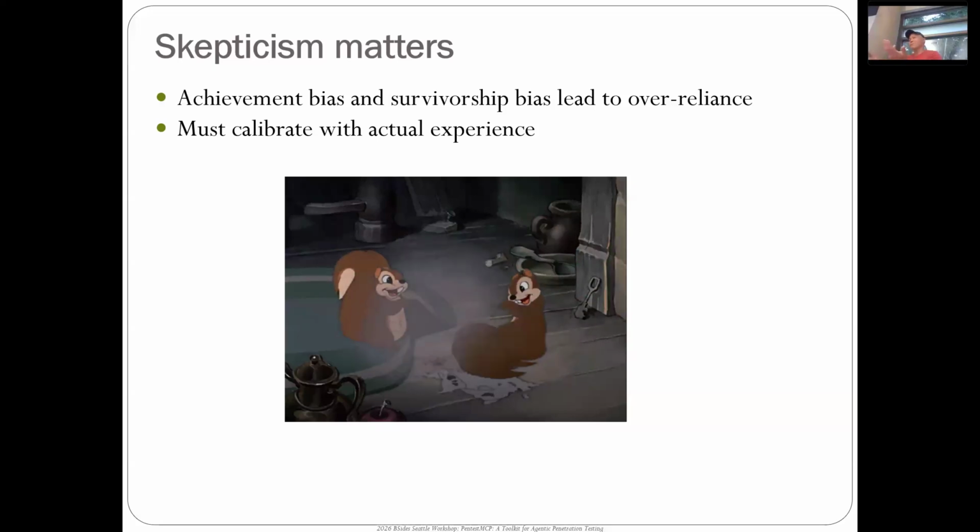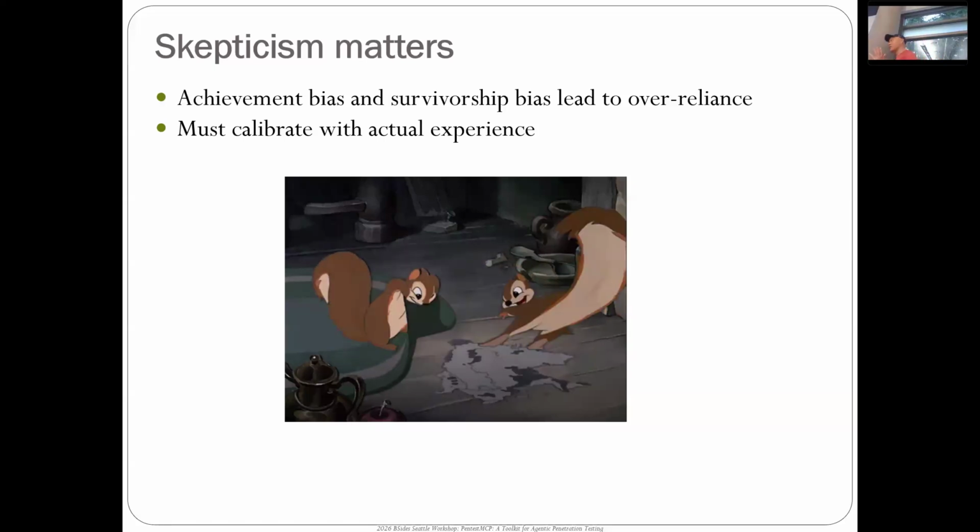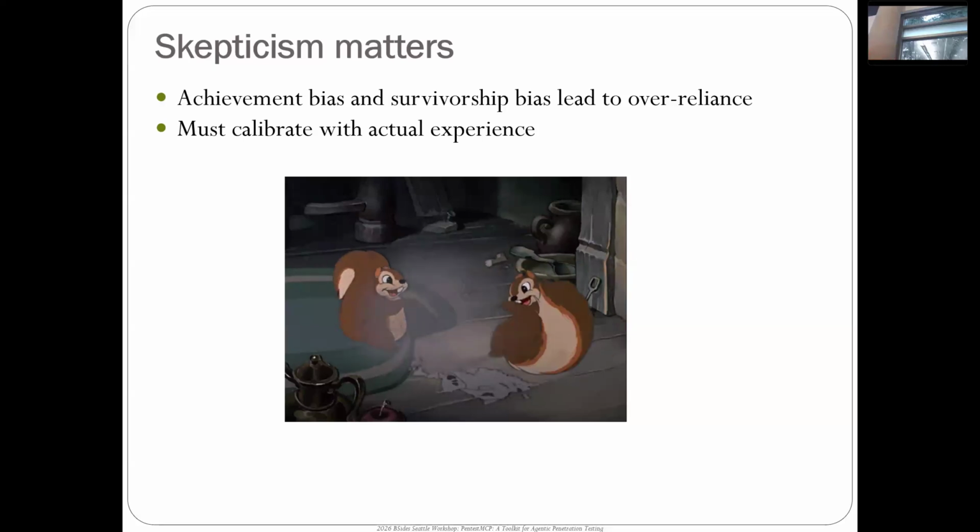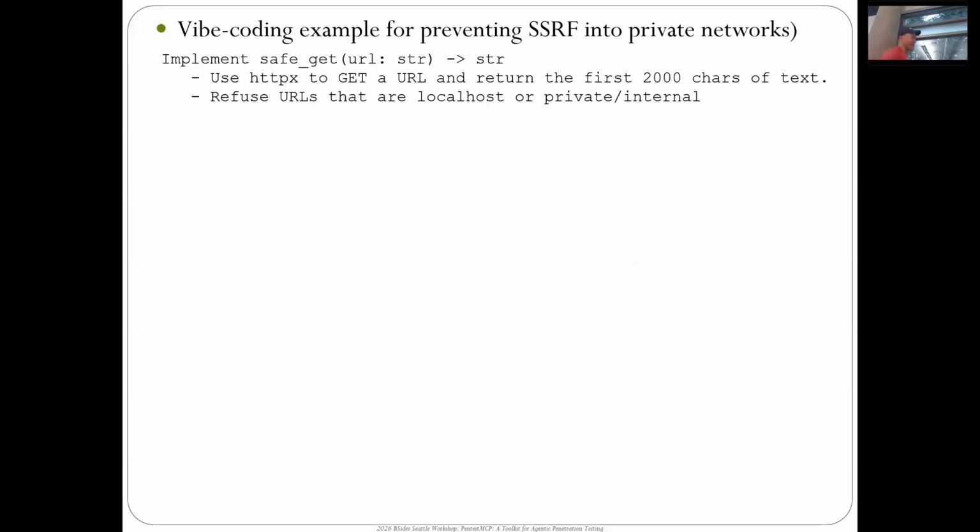Because this is a cognitive problem in humans that we attach to this. This is a psychological problem. So you have to calibrate with your actual experience. So I saw this last week in a student's homework, and I had to point it out. It's like, oh, you think this is secure? So this is a vibe coding example.